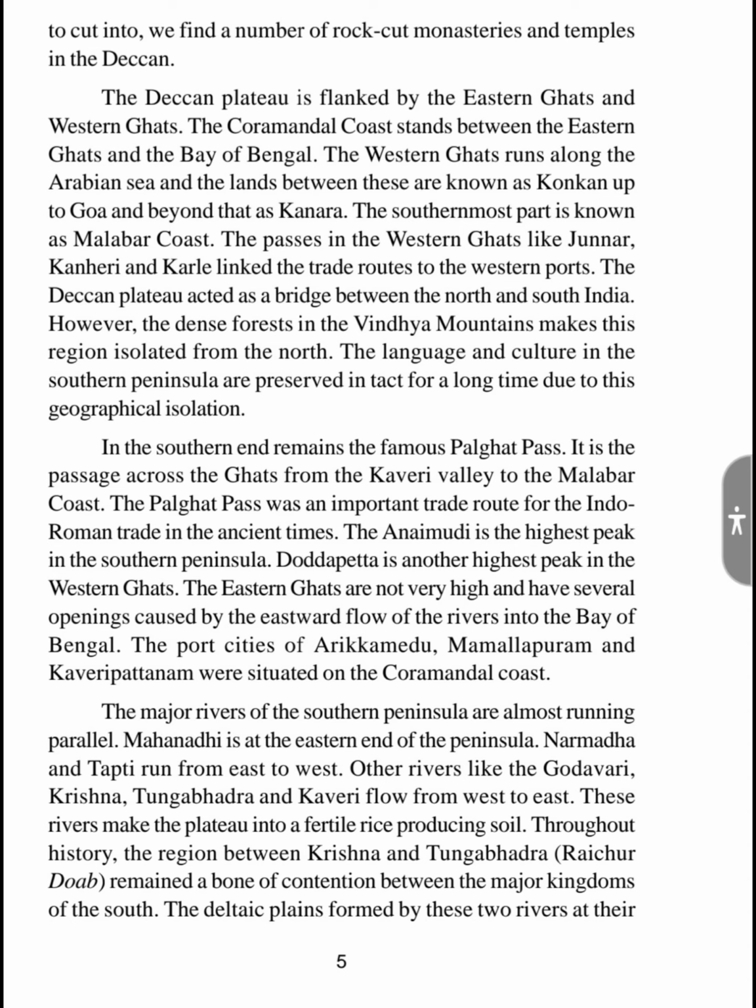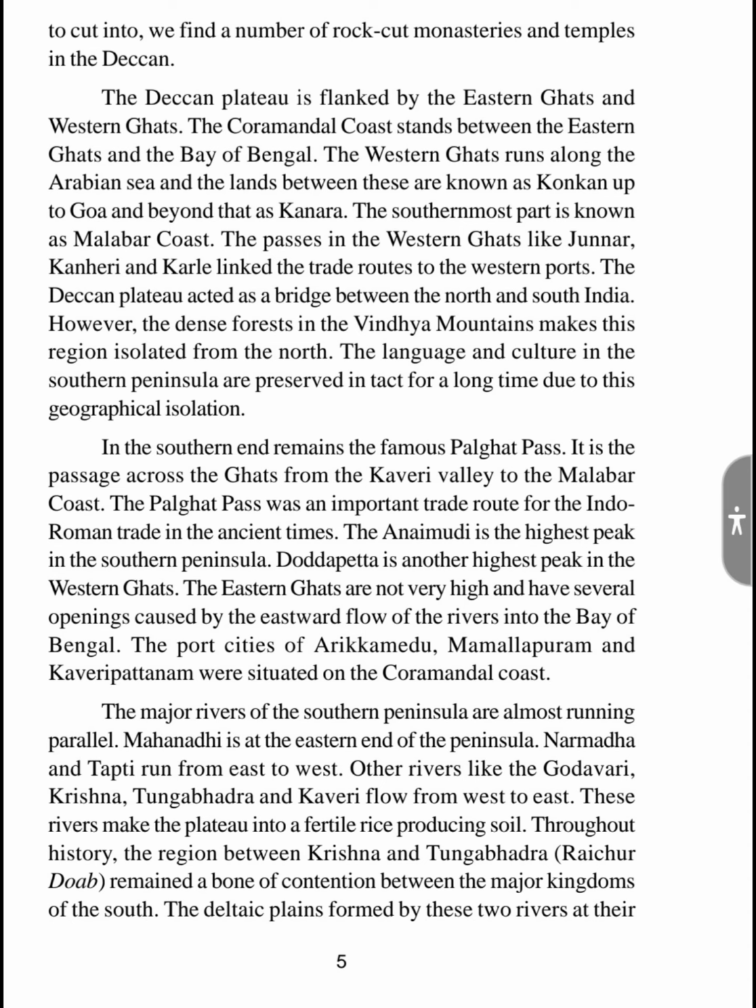The major rivers of the southern peninsula are almost running parallel. Mahanadi is at the eastern end of the peninsula. Narmada and Tapti run from east to west. Other rivers like Godavari, Krishna, Tungabhadra and Kaveri flow from west to east. These rivers make the plateau into fertile, rice-productive soil.